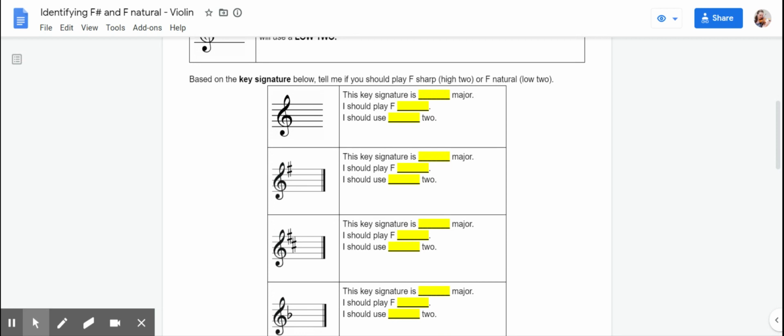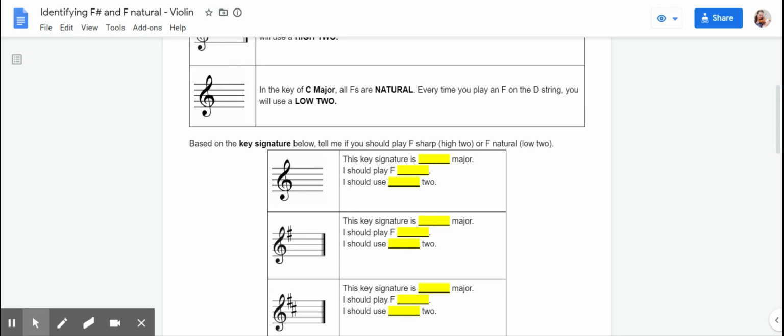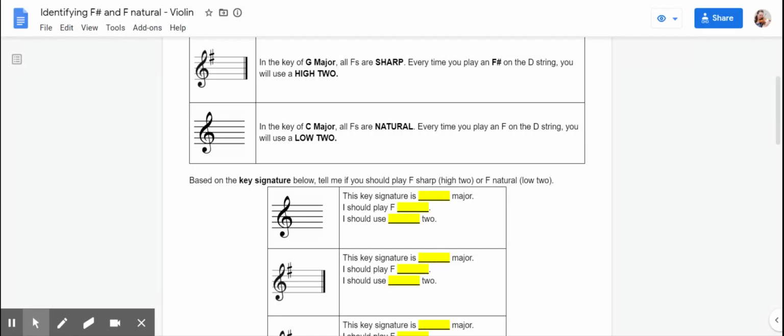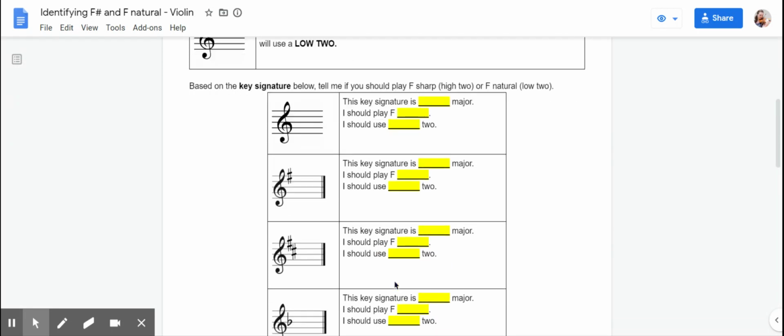So fill out these exercises with me. This first one should look familiar because it's just like the one that we did up here. The key signature is C major, so you should play F natural and use a low two. In the next one, the key signature is G major, which means you need to play F sharp because it's in the key signature right here, and that's going to mean that you need to use high two.